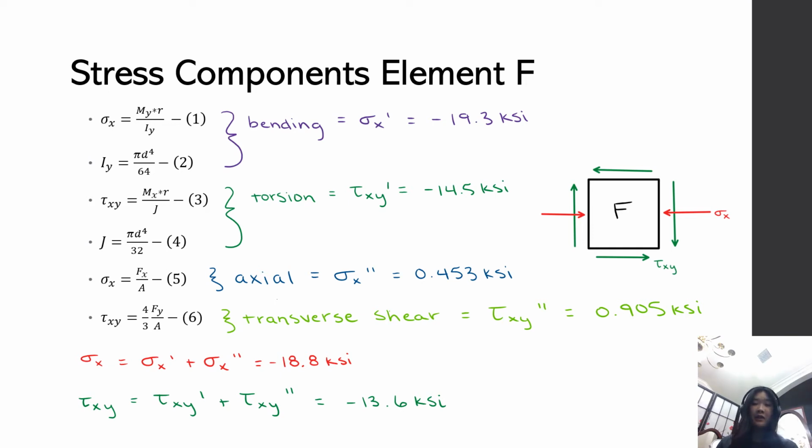As you can see on the diagram on the side of the slide, element F is experiencing a normal force in the x direction and a shear force in the xy plane. This normal force is equal to the sum of the bending force and the axial force that we calculated before, which is negative 18.8 ksi. This time, the shear force acting in the xy plane is equal to the sum of the torsional force and the transverse shear force that we calculated before, and this sum is equal to negative 13.6 ksi.